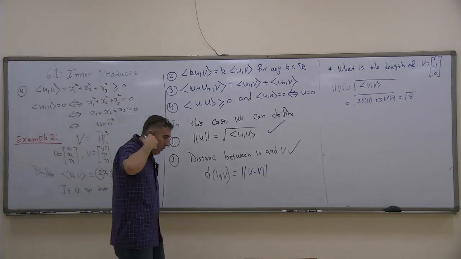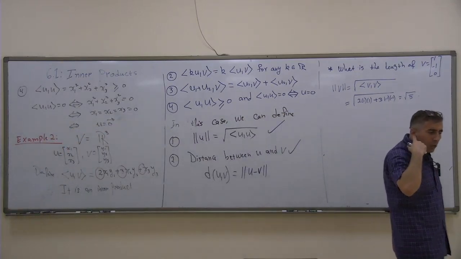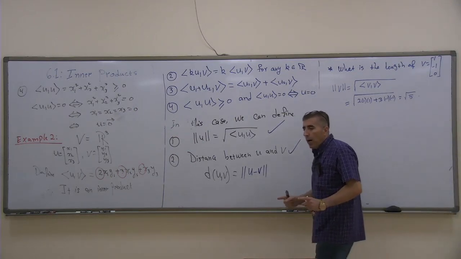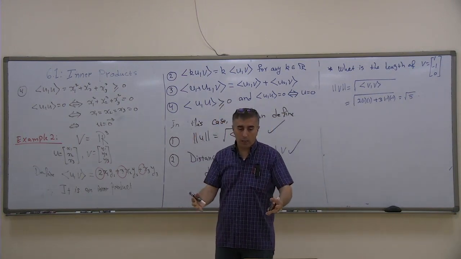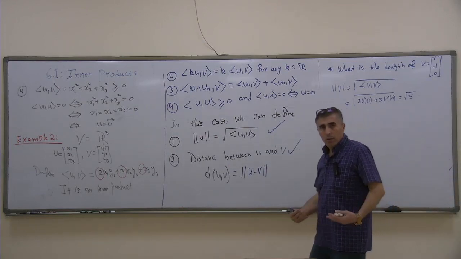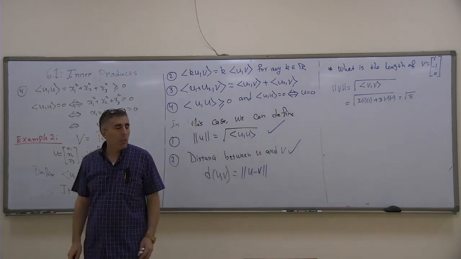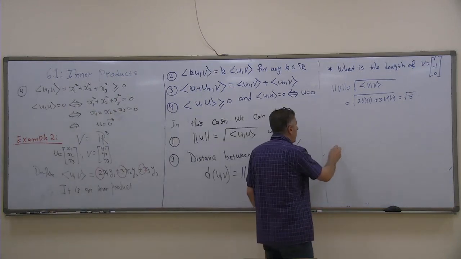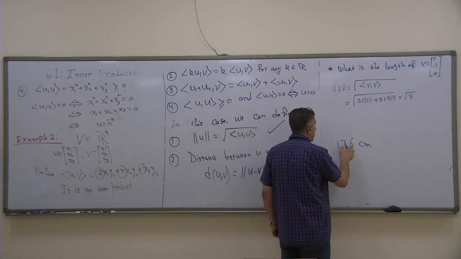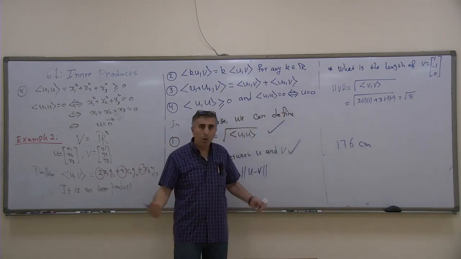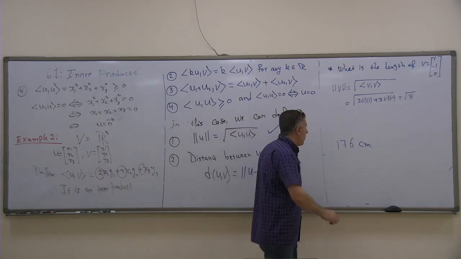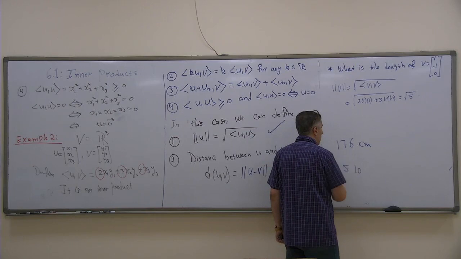And maybe here you are thinking, oh, Professor, how can I get 2 different lengths for the same vector? Well, when you define an inner product, it will give you a new way of measuring things. Well, let me give you an example. If you ask me how tall are you, I will tell you I am 176 centimeters. This is how tall I am. Well, if you ask me the same question in the United States, I will tell you I am 5'10".